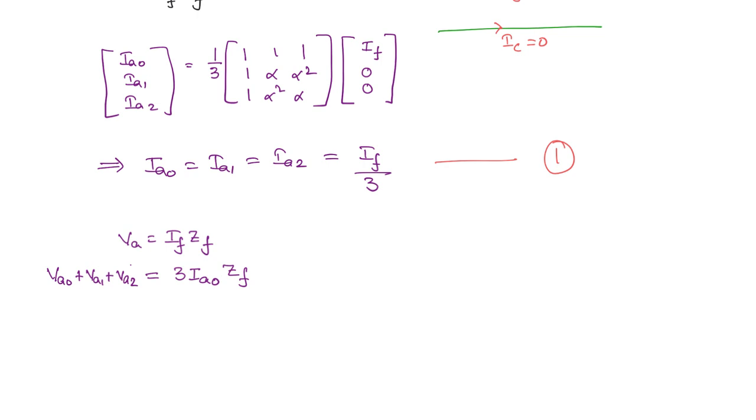Now using these two relations, we have to find out the interconnection. What is the kind of interconnection between the sequence networks? So from the first relation you can see that current is equal. All the sequence network currents are equal. That means what? All the sequence networks are in series. And you can see here, if you add the voltages of each of the sequence networks, this is equal to 3 Ia0 ZF.